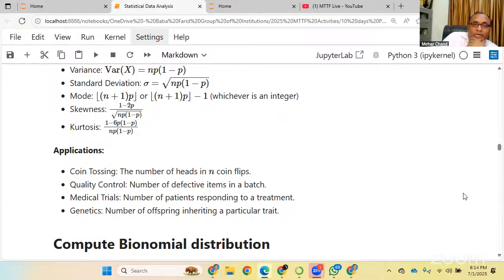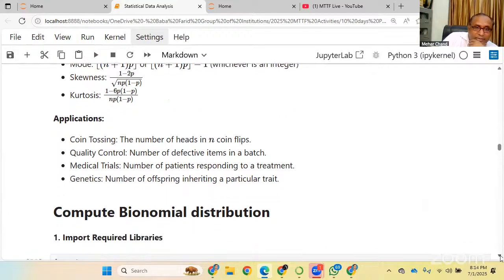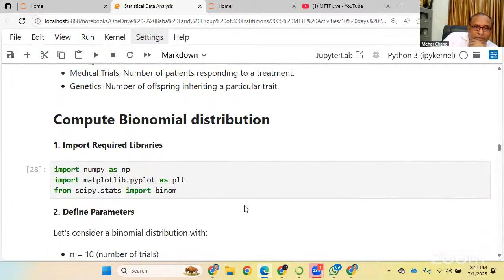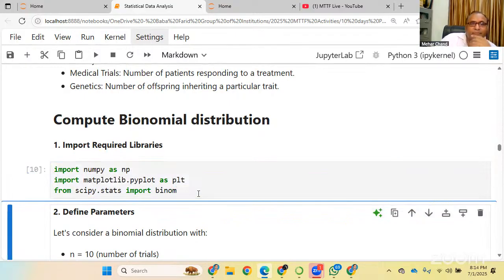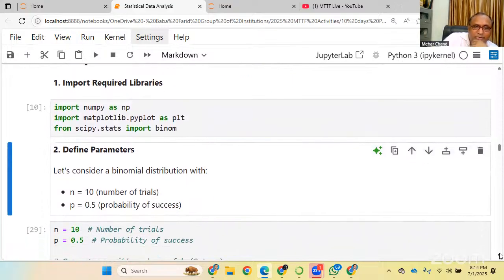Now, how can we compute the binomial distribution? Very simple. The first requirement is to import the libraries, so first these libraries are required. Shift and enter. Next we have to define the parameters involved in this distribution. We need the value of n and the value of p. Suppose n is equal to 10, the number of trials, and the probability of success is 0.5.